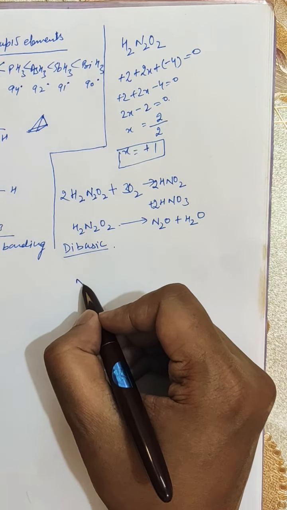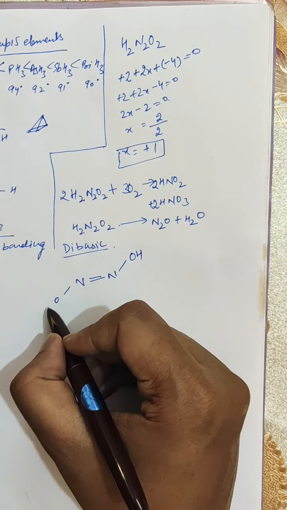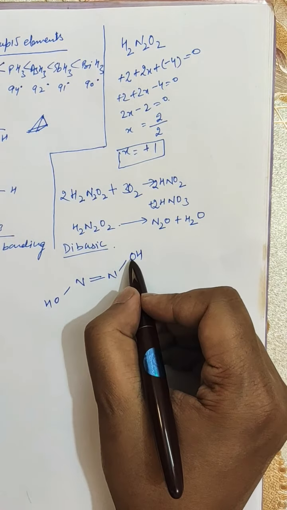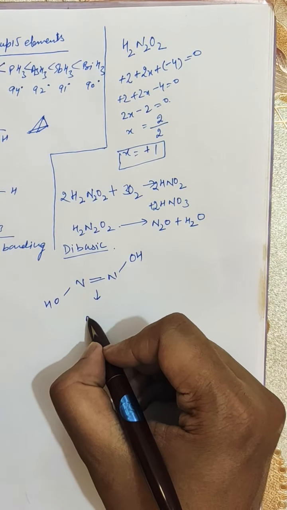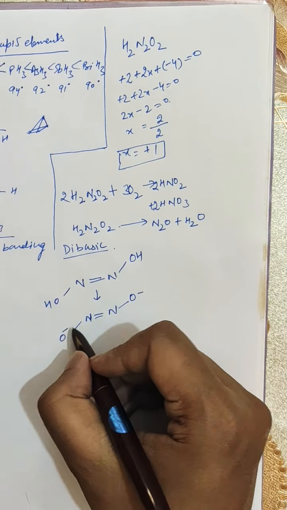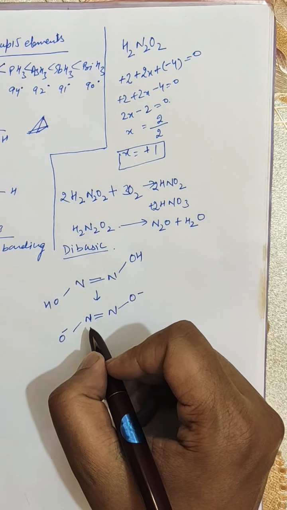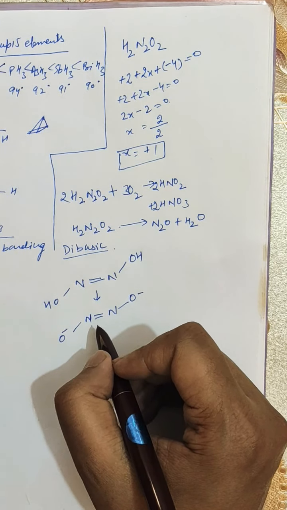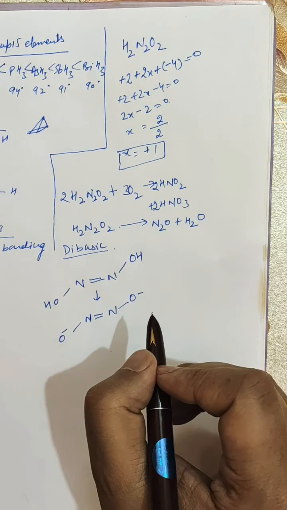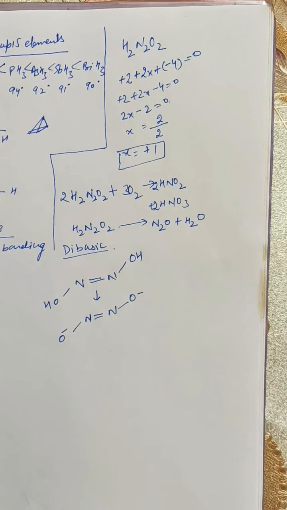Further, it is dibasic as its structure is this: OH and OH. So these 2 oxygens release 2 protons and form the dibasic acid, N=N with O negative. So the infrared spectra of its sodium or silver salt and dipole moment of its ester suggest that the anion of this acid has this structure that I wrote there.